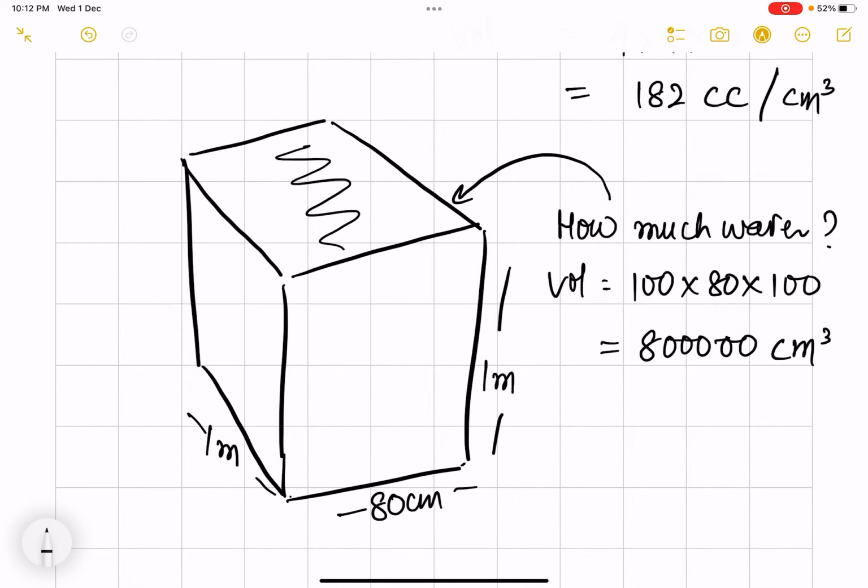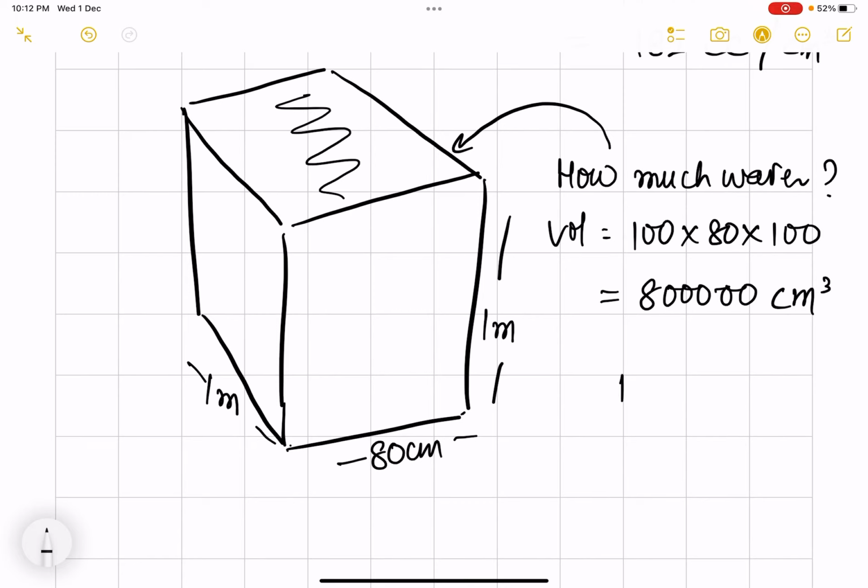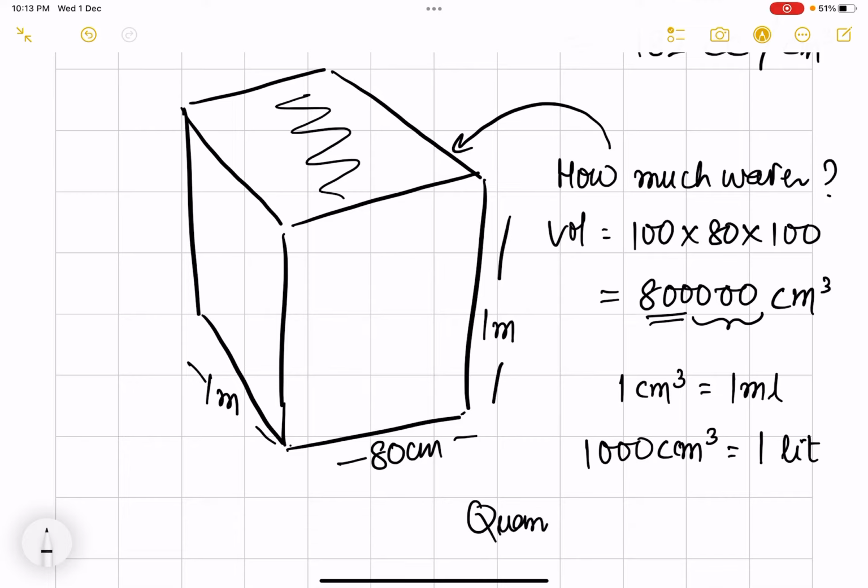In the case of water, we say that each centimeter cube is equal to 1 milliliter of water. And we also know that 1000 milliliter of water makes 1 liter. So which means 1000 centimeter cube is equivalent to 1 liter of water. Simple mathematics. How many thousands are here? In this case, you can see there are 800 thousands. So the quantity of water that this structure can hold is 800 liters.